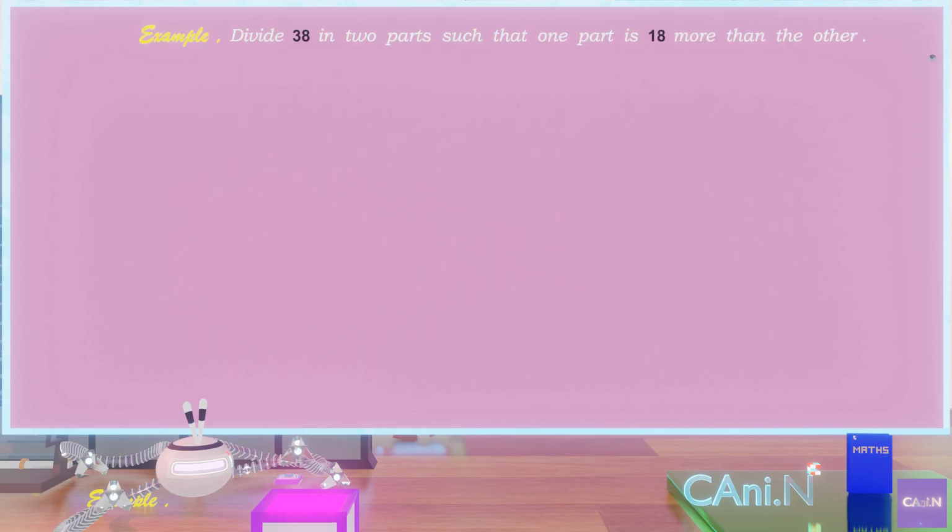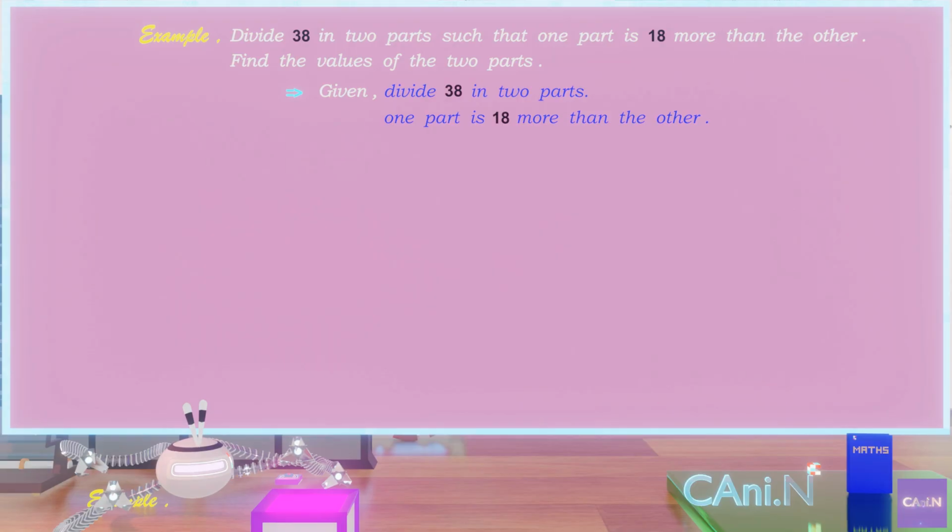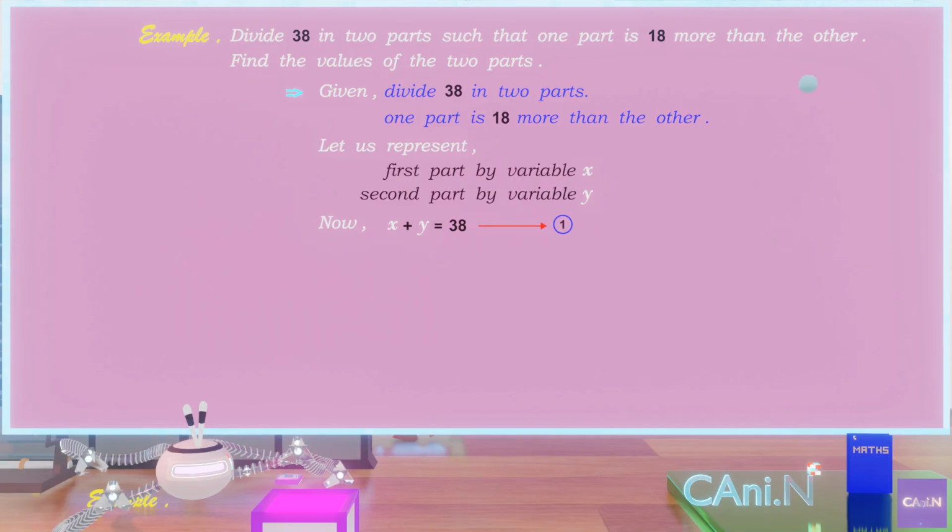Divide 38 in two parts, such that one part is 18 more than the other. Find the values of the two parts. Given, divide 38 in two parts. One part is 18 more than the other. Let us represent first part by variable x. Second part by variable y. Now, x plus y equals 38. Let's call this as equation 1. Also, one part is 18 more than the other part. Let's call this as equation 2.